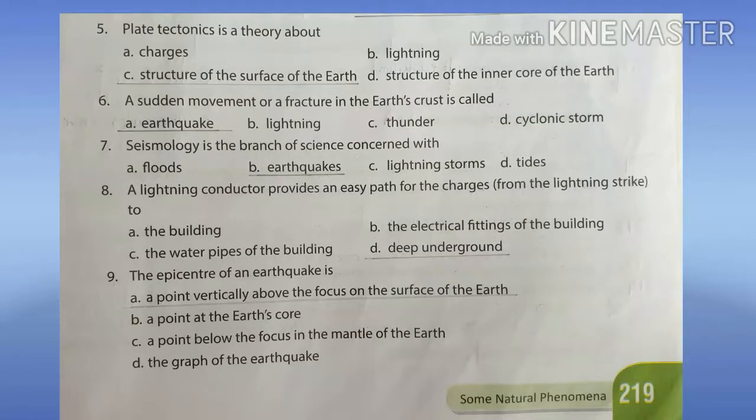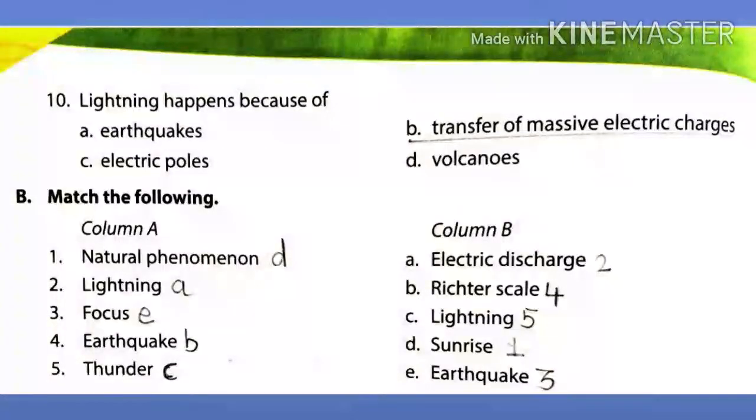I'll repeat. 6th answer is option number A, earthquake. 7th answer is option number B, earthquakes. 8th answer is option number D, deep underground. 9th answer is option number A, a point vertically above the focus on the surface of the earth. Now the 10th MCQ, lightning happens because of. Answer is option number B, transfer of massive electric charges.